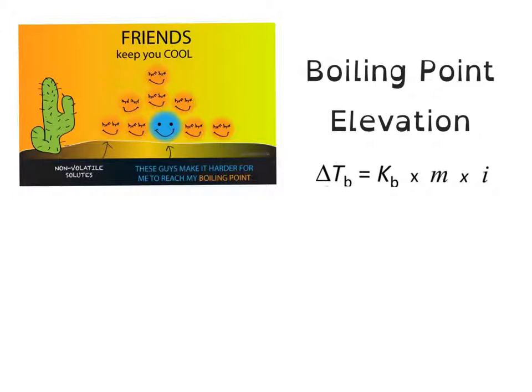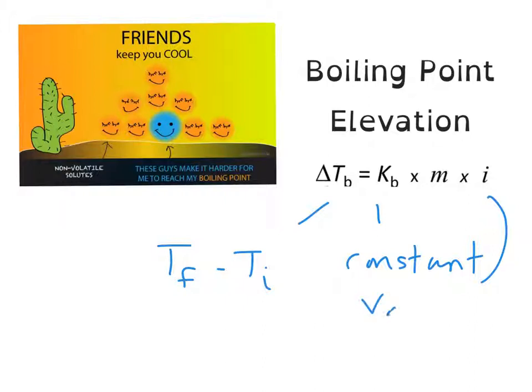Boiling point elevation is very similar to freezing point depression. Here we see in the diagram where the solutes are surrounding this particle, making it harder for it to boil, to reach its boiling point. So this is boiling point elevation. Our equation is delta T equals K sub B times molality times the Van't Hoff factor. Okay, so again, our delta T is going to be T final minus T initial. K sub B is going to be our constant value. The m is molality, and i is our Van't Hoff factor.